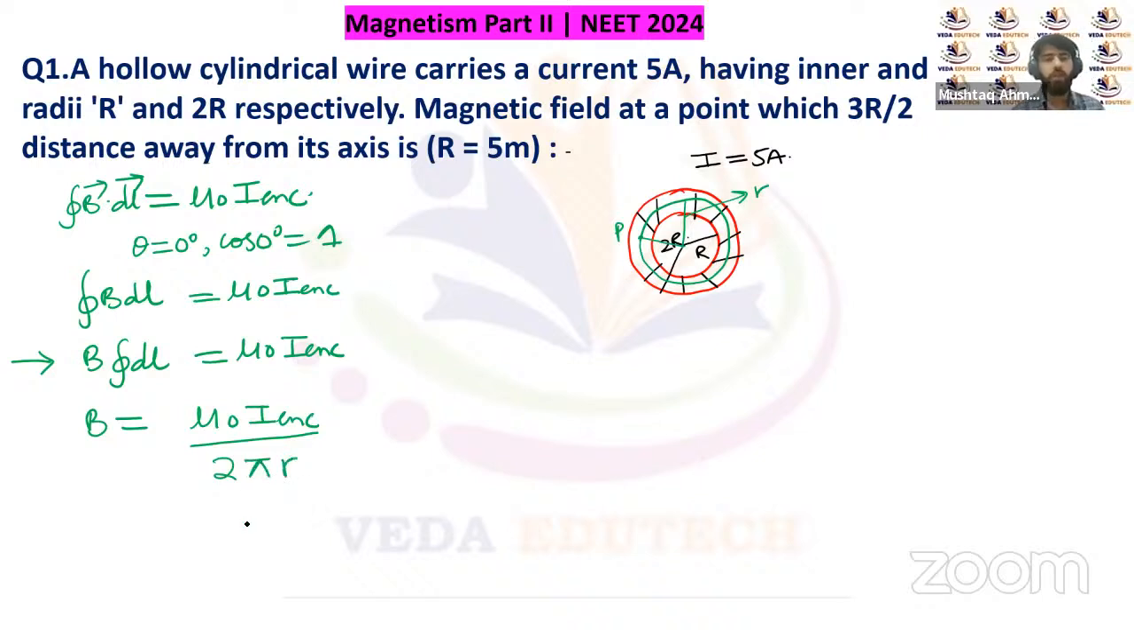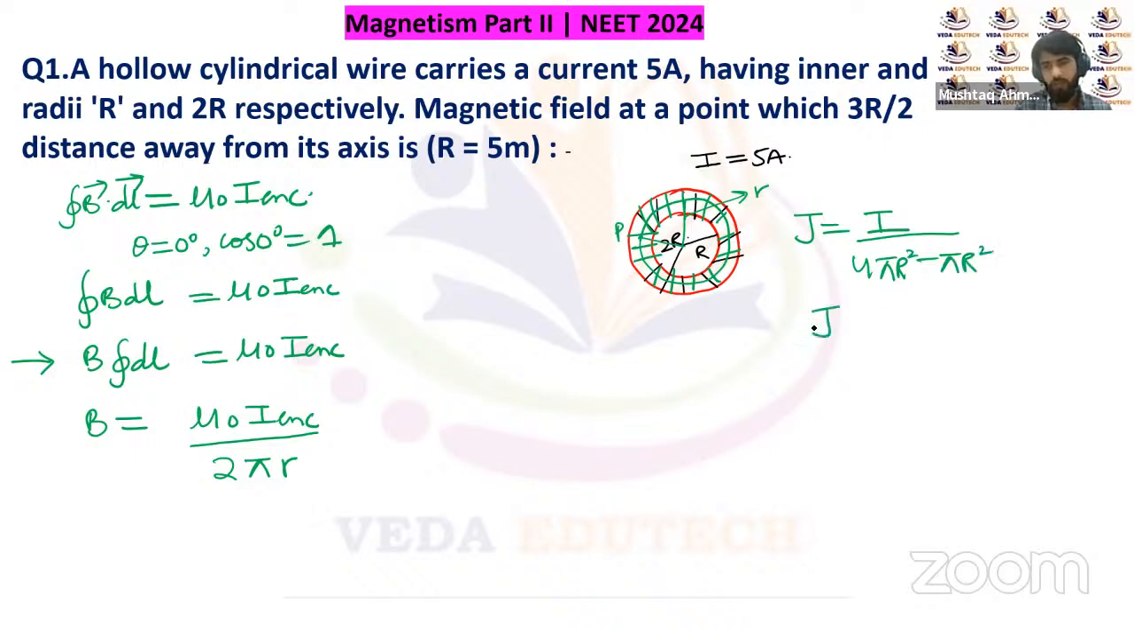Now we have to calculate the value of the enclosed current within this Amperian loop, right? We know the current is actually flowing in this portion of this hollow cylinder. To calculate the current enclosed by the Amperian loop, the current density for this cylindrical wire will be a constant. That J will be equal to current I upon the area. This is the portion through which the current is actually flowing, and this area will be equal to the area of the larger circle minus the area of the smaller circle, right? That will be 4 pi R square minus pi R square.